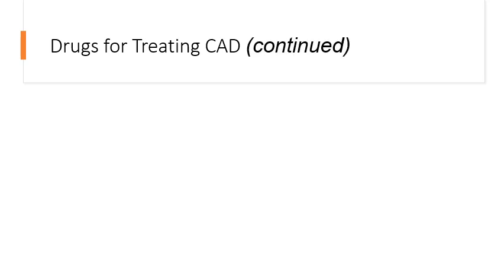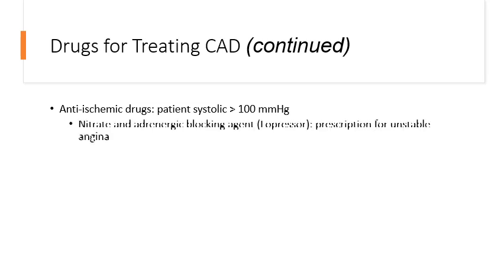So other drugs we're using for treating coronary artery disease. Anti-ischemic drugs. These are types of drugs that we've already mentioned before. So we have nitrates and adrenergic blocking agents like metoprolol. These will be prescribed for individuals with unstable angina.